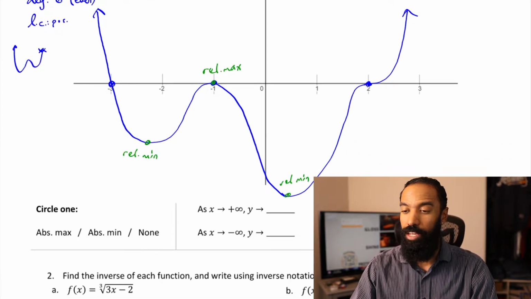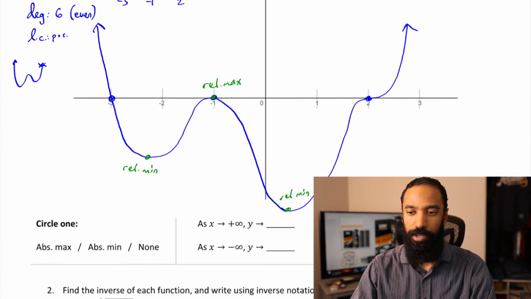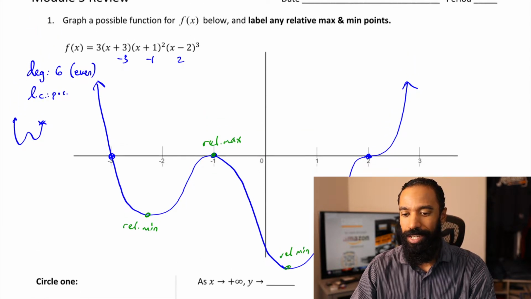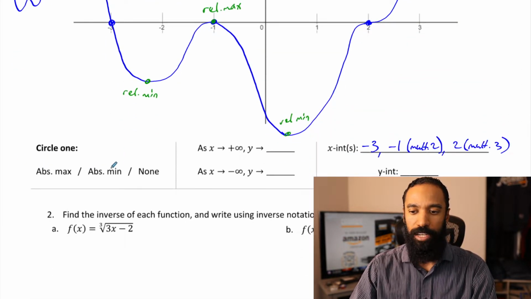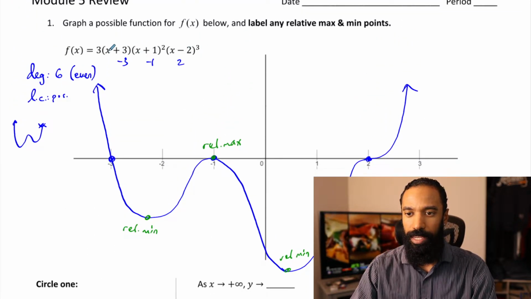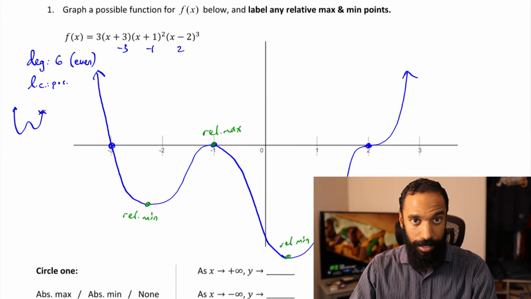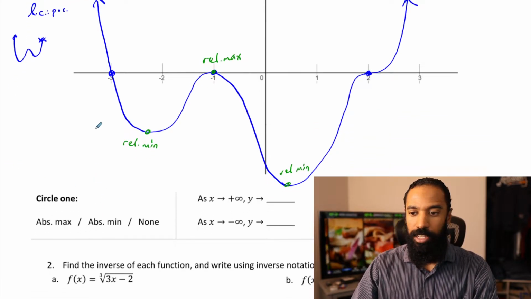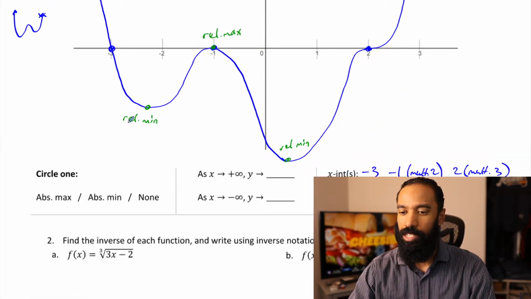Turning points, wherever they do turn from increasing to decreasing or decreasing to increasing. Decreasing to increasing right there. Is there an absolute max, absolute min, or none? When you have an even degree function such as this one right here, there is an absolute minimum. It does bottom out somewhere. So this does have an absolute min.